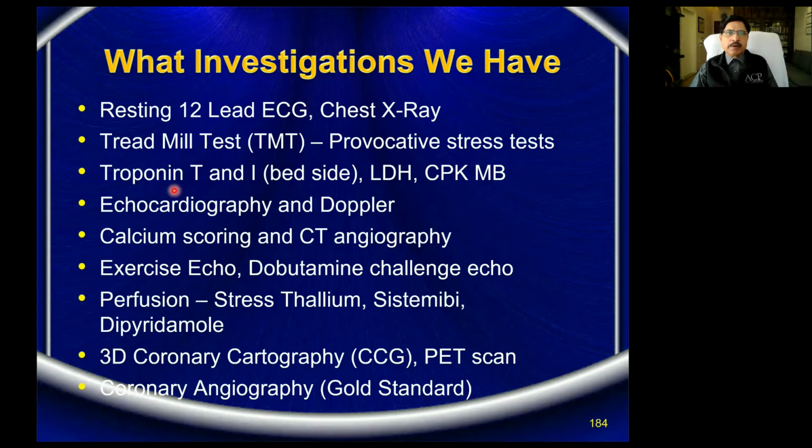Treadmill test and a provocative test, troponin T and I at the bedside, LDH, CPK-MB, echocardiography and Doppler, calcium scoring and CT angiography. Exercise echo, that is the dobutamine stress echo, which is like the exercise ECG. Here it is an exercise echo. And then the perfusion scans like stress thallium, sestamibi scan, and dipyridamole provocation scan. 3D cartography is another new intervention, and PET scan also can be done. Of course, cardiac MRI also is there. The gold standard for coronary artery disease, of course, is the coronary angiography.